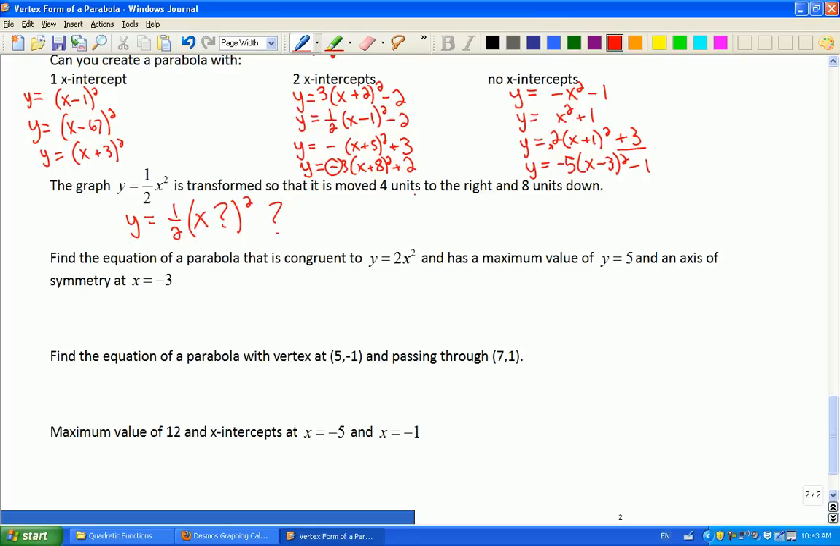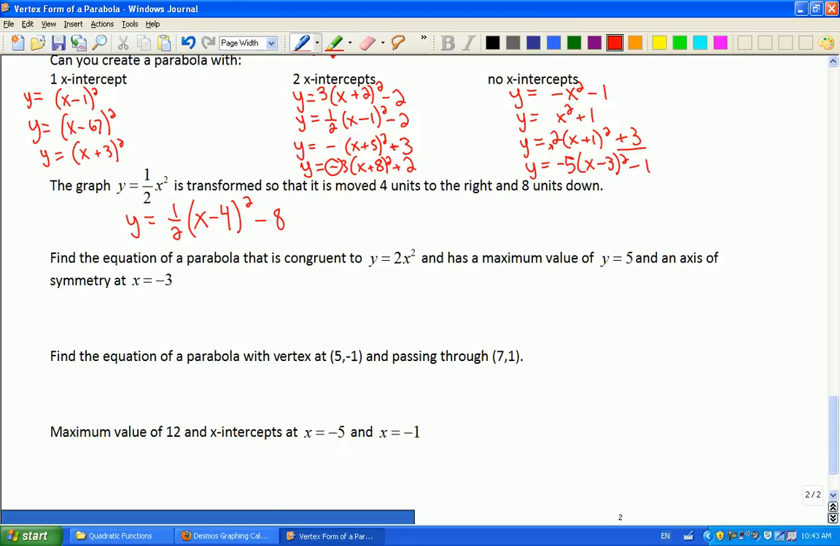So one way to think about it is that's 4. So to get back into the equation, it's going to be a negative 4. And to move 8 units down, that's negative 8. So I would just be able to put a negative 8 there.